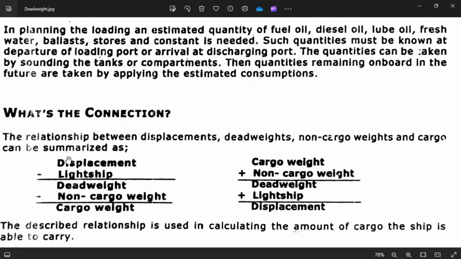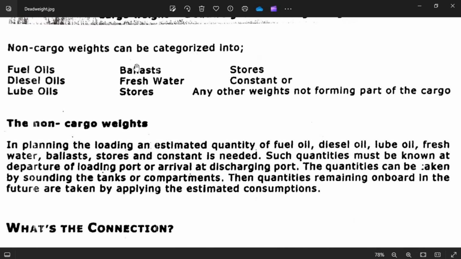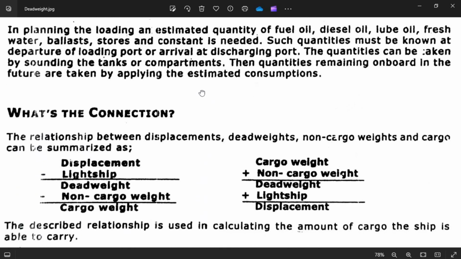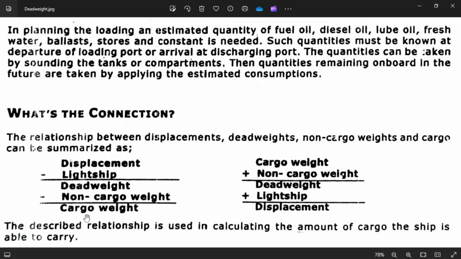The displacement, you deduct the light ship, then you will have the deadweight. And the deadweight, you deduct the non-cargo weight, which is the fuel. Then you will have your total cargo loaded, or total cargo to load, or cargo weight, okay?